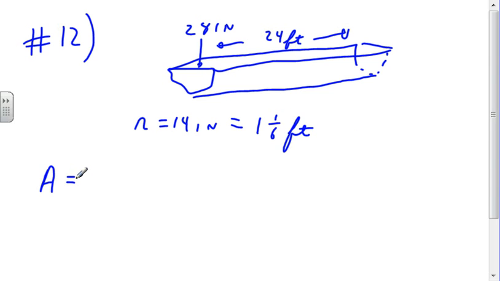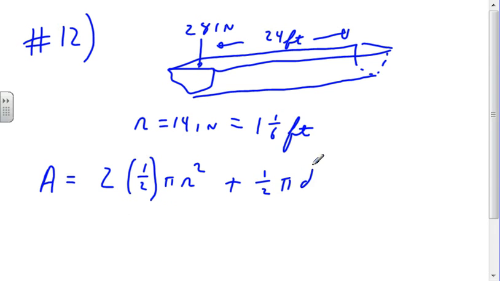Area. Okay, so area is going to be the two ends, 2 times 1/2, because it's only half a circle, pi r squared. So of course I'm not going to put the 2 or 1/2 in my calculator, it's just going to go away. Plus, I've got a circumference. The circumference is pi d. 1/2 pi d, because I only have half the circle, times the height. Okay, so that's what I'm going to do.